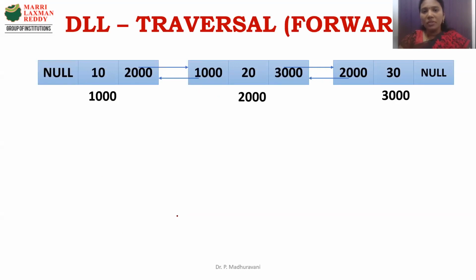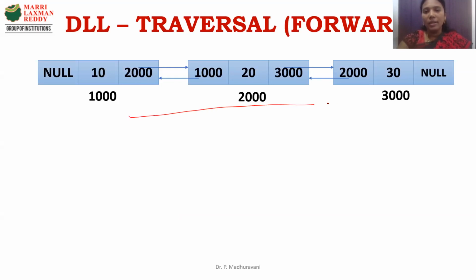Let's move on to the traversal operation. The traversal can be performed in two ways, that is in the forward direction as well as in the backward direction. Hence, this is also called a bi-directional linked list. A doubly linked list is called a bi-directional linked list because it allows traversal in both directions, that is from the first to last node as well as from last to first node.